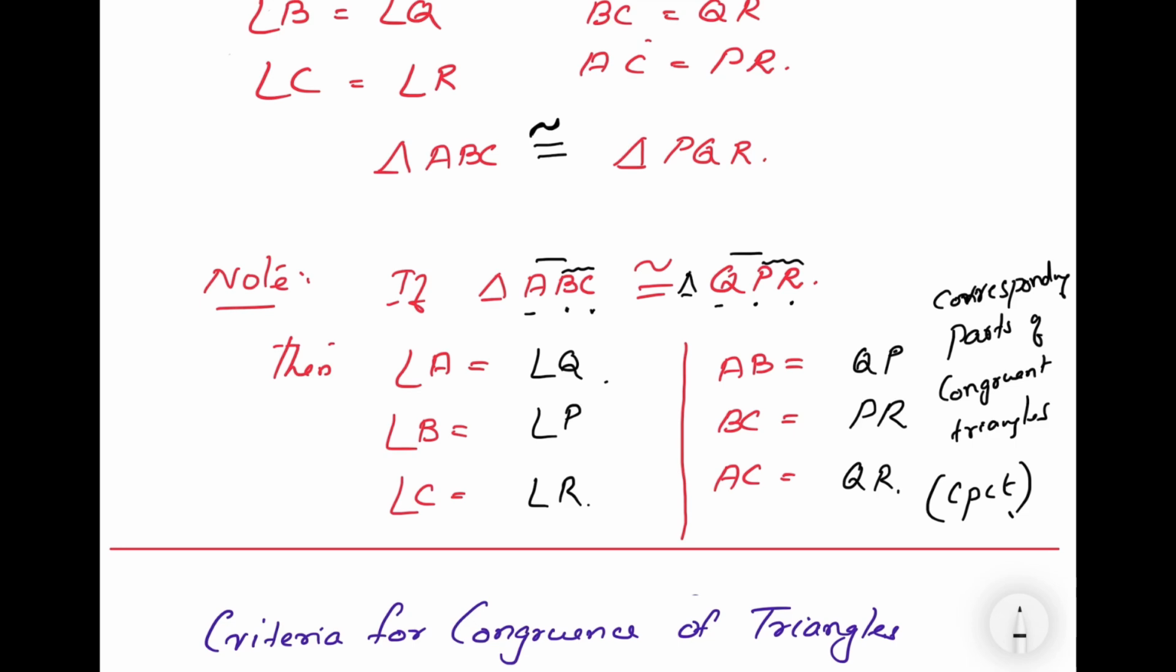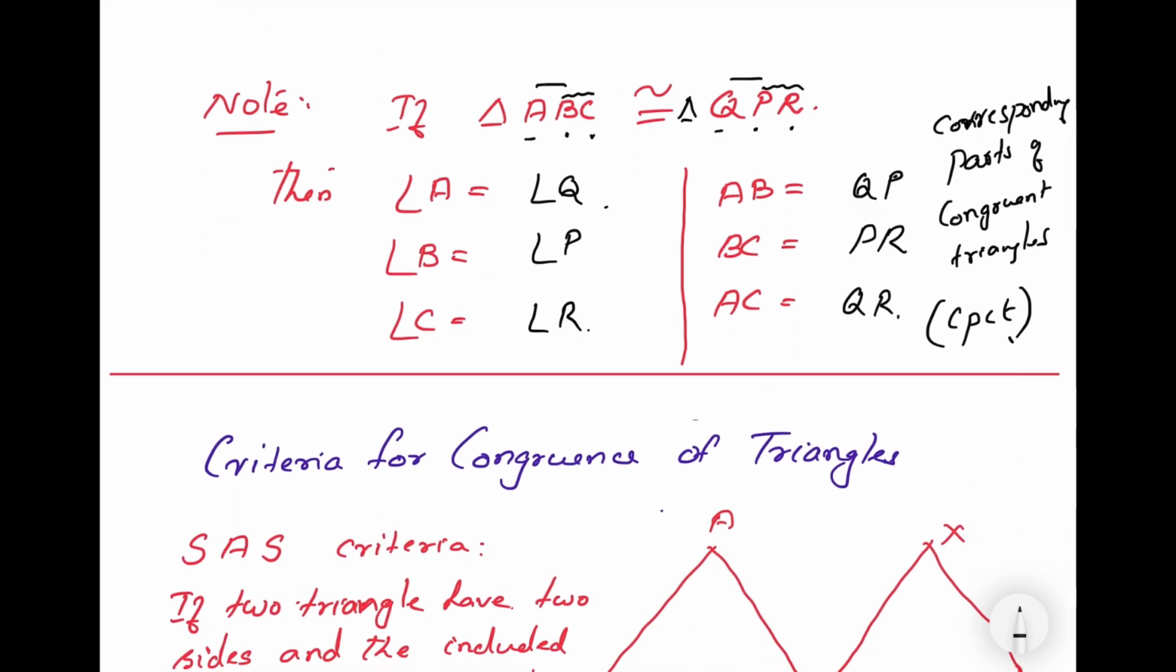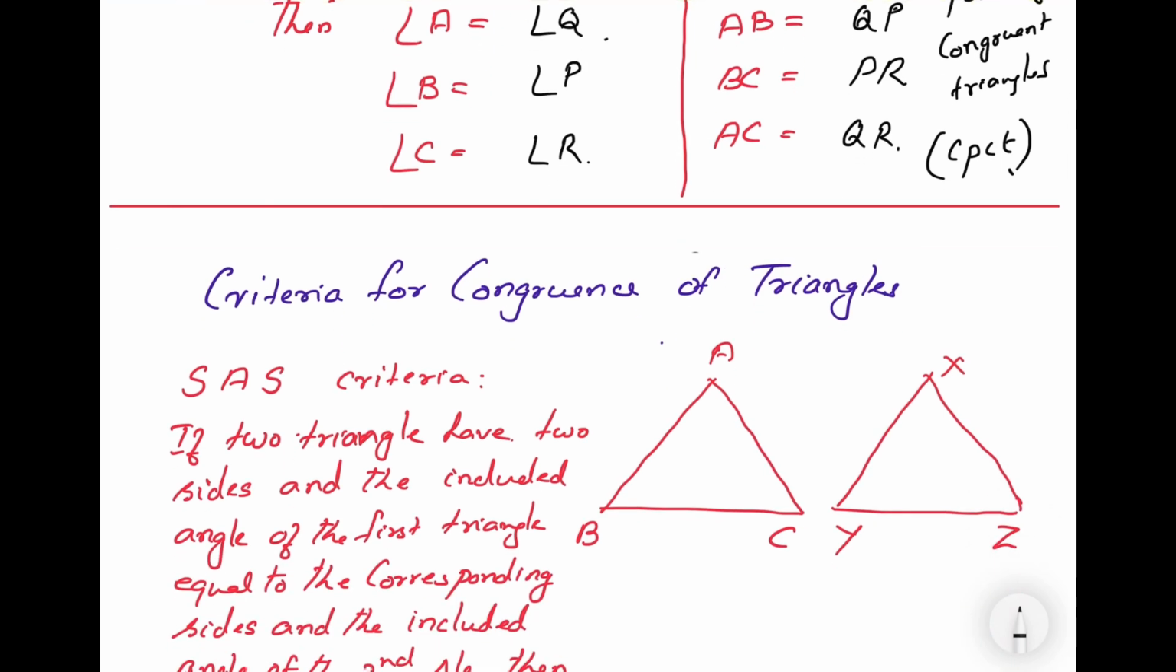Now that means the six parts, that is the three sides and the three angles, should be exactly equal to each other. That is what is called the two triangles being congruent. Now we have certain criteria. We can say the two triangles are congruent even if you don't have all six parts. If we have three of them, like three sides, or two sides and one angle, or one side and two angles, similarly we can say the triangles are congruent. The first one that we are going to see is SAS criteria.